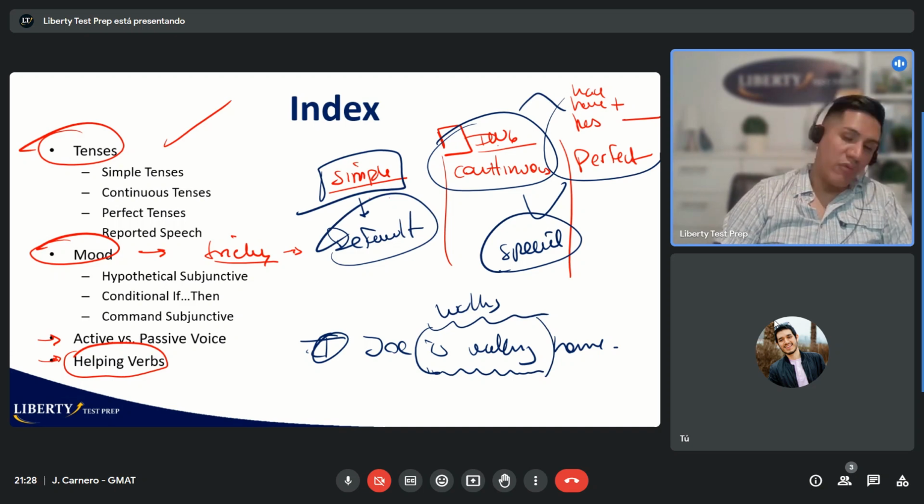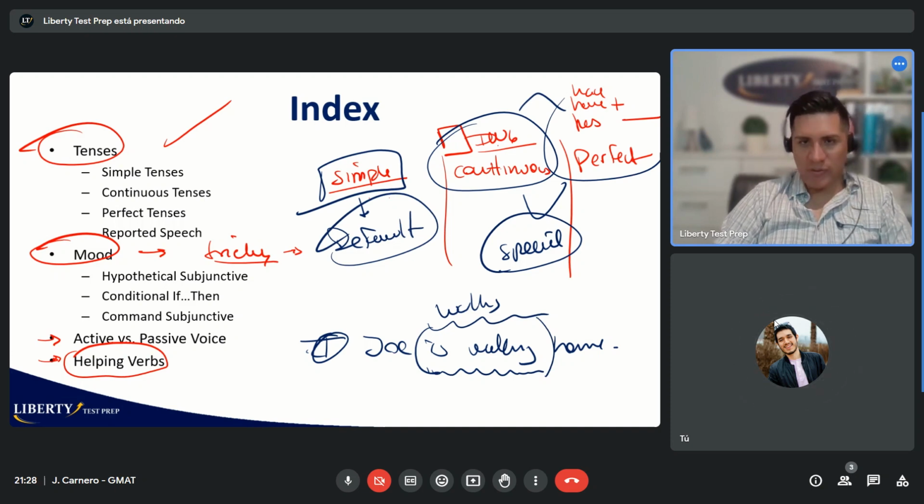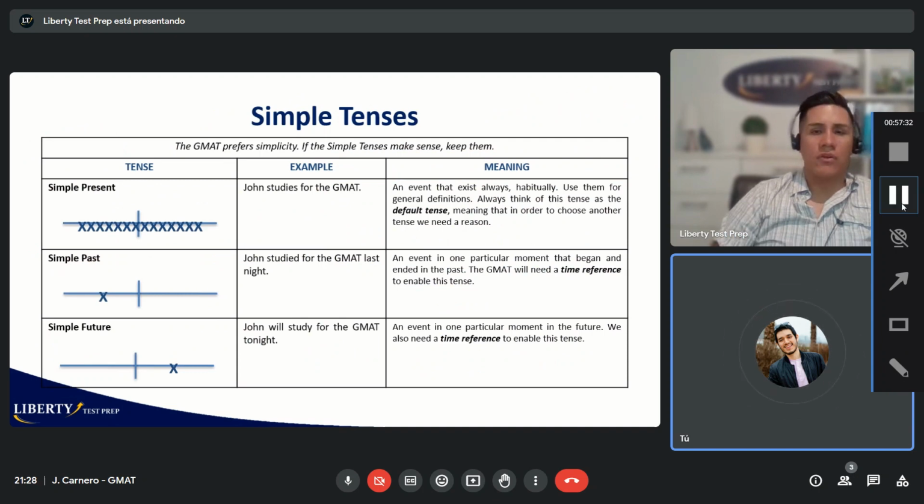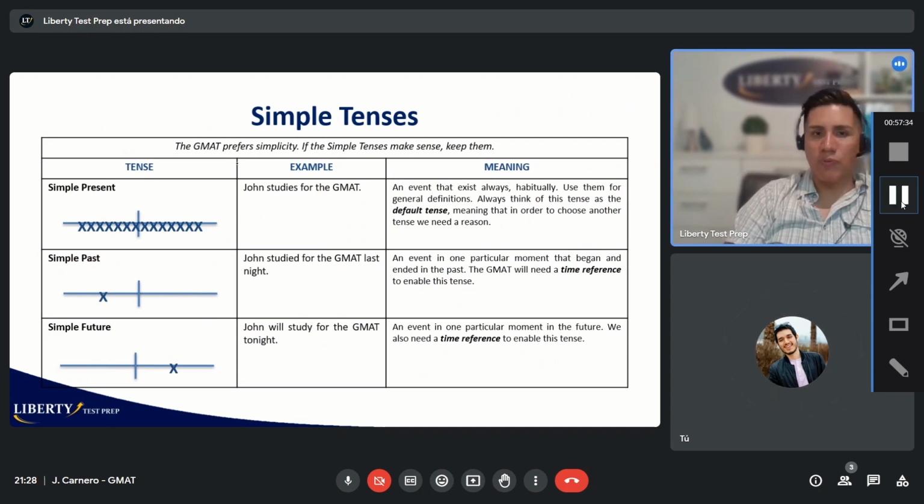If you are ever in a rush, you're running out of time, then you have to apply this. Okay. So, what are the simple tenses? The GMAT prefers simplicity. If the simple tenses make sense, you need to keep them. You need to keep them if they make sense, right? Unless they force you to change them to a different tense.